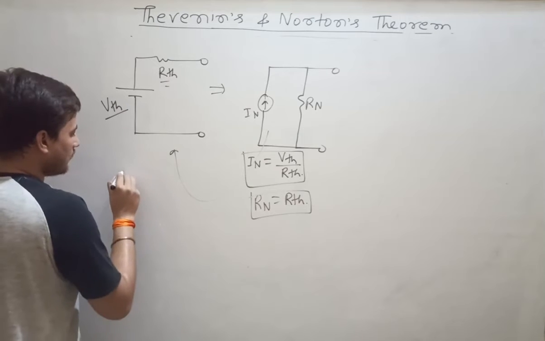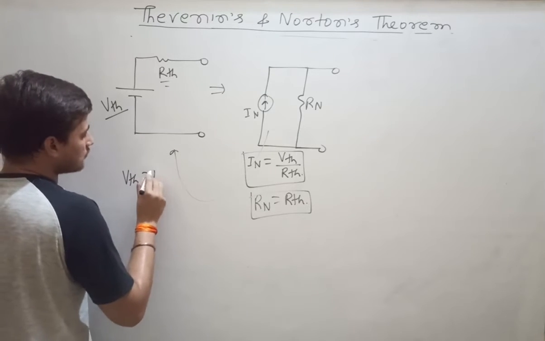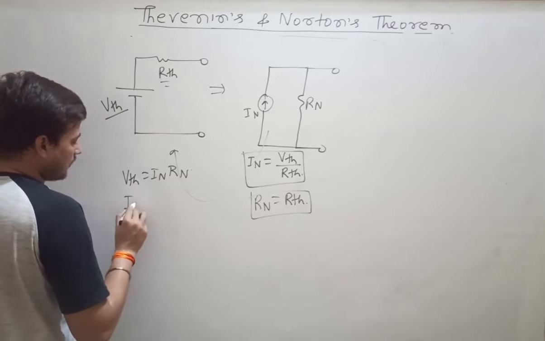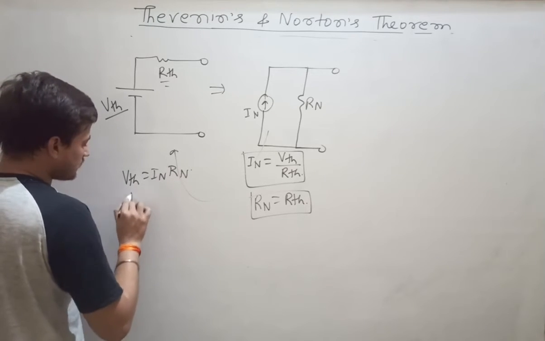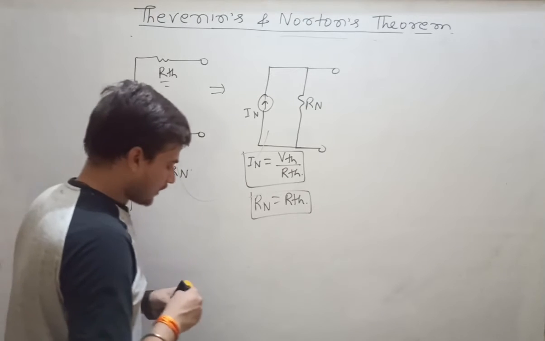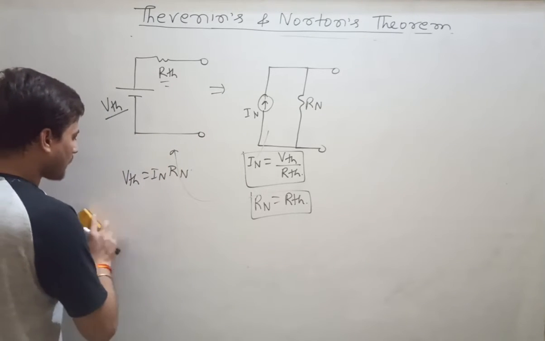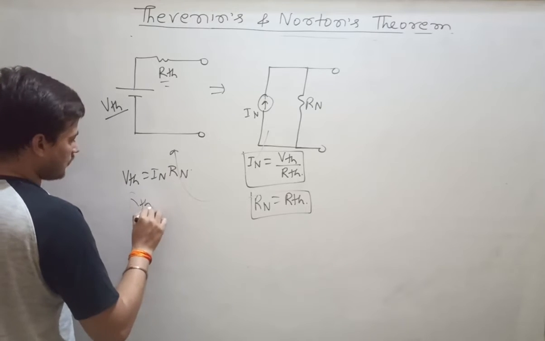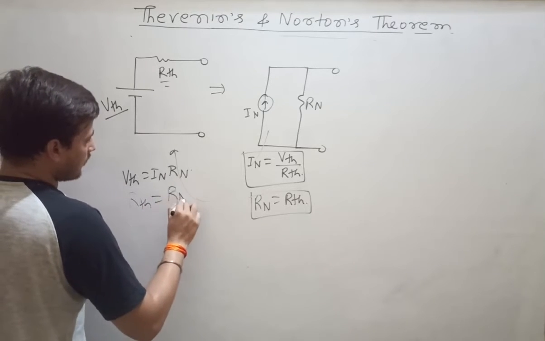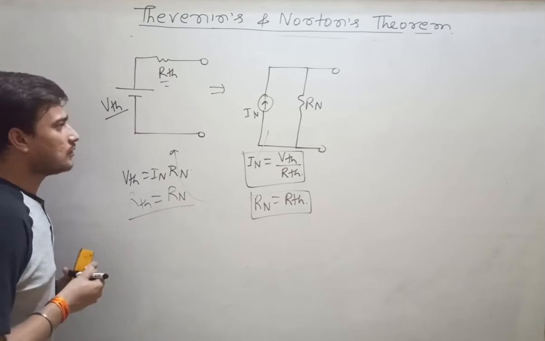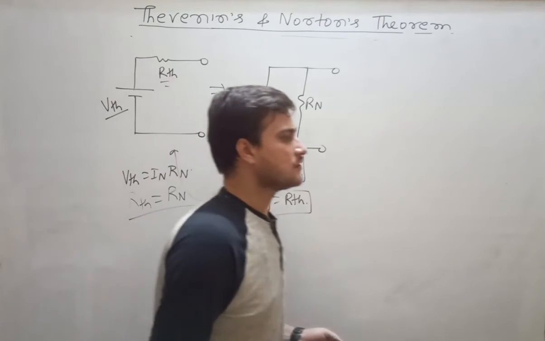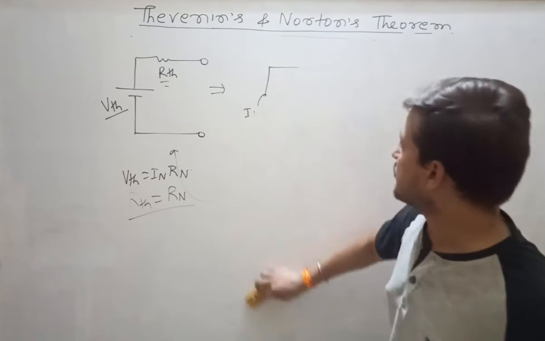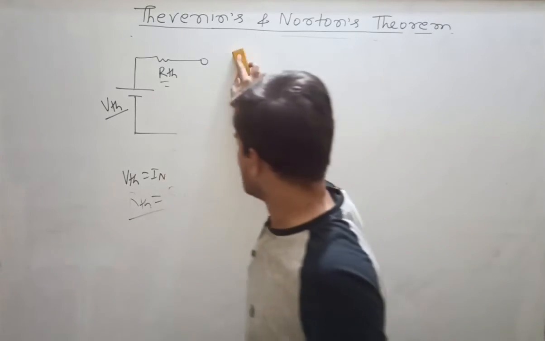Here V Thevenin will be equal to In into Rn, and R Thevenin will be equal to Rn. Clear? So this is about Norton's theorem. So let's do some numerical questions on Norton's theorem.